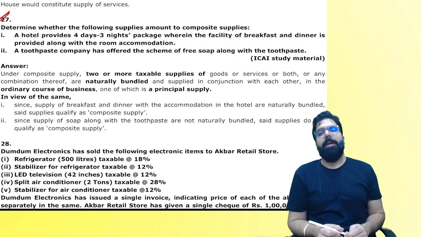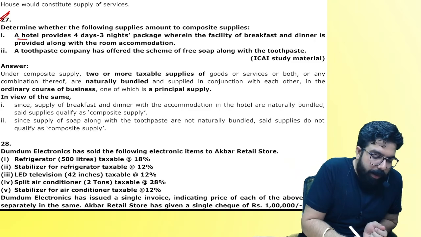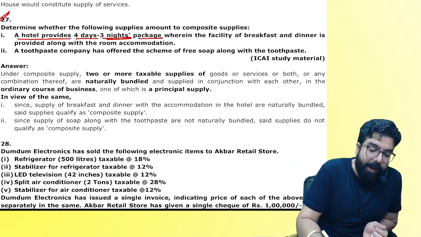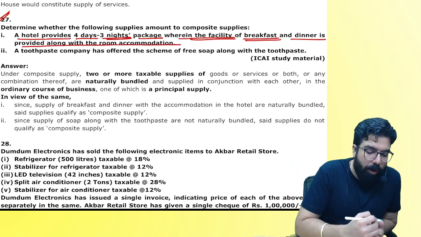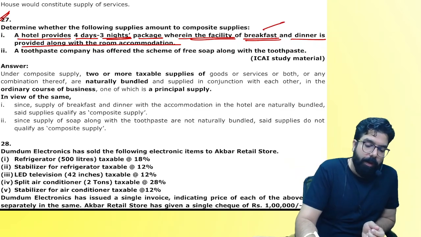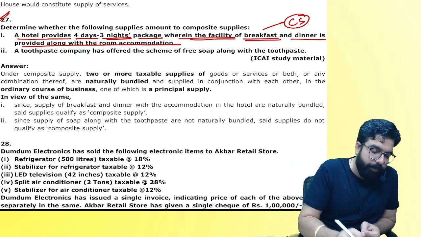Question number 27, everyone. A hotel provides a 4 days and 3 nights package wherein the facility of breakfast and dinner is provided along with the room accommodation. People, composite supply, taxable at the rate of hotel accommodation service.